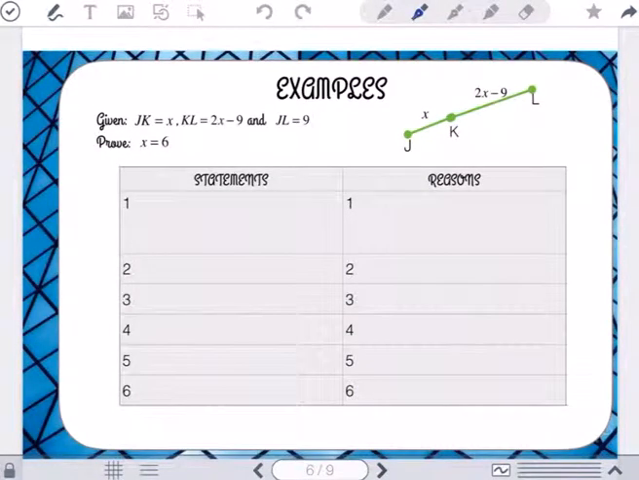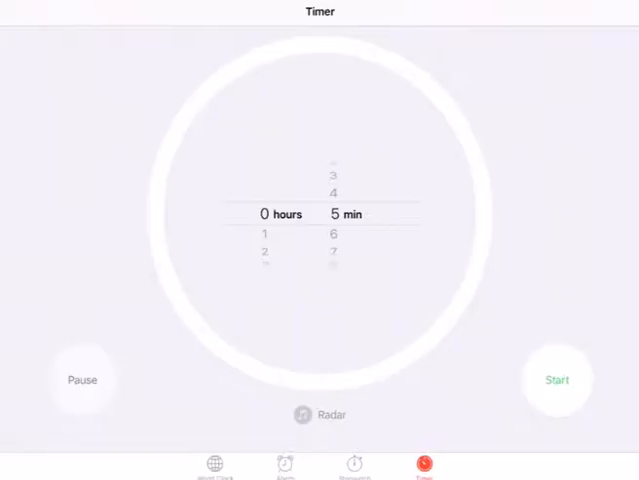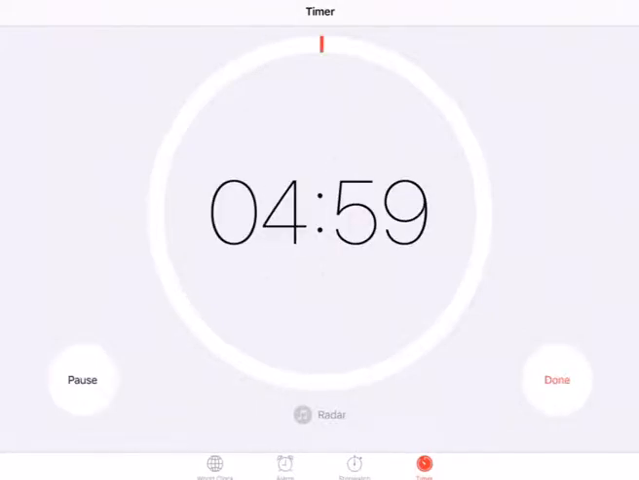So what I'd like you to do is take the next 5 minutes and go ahead and attempt this next problem on your own. We'll be going over it in 5 minutes. So 5 minutes on the clock. Go ahead and get started.